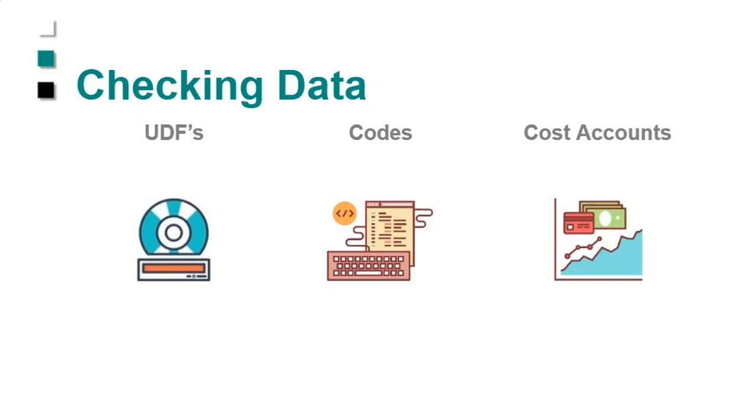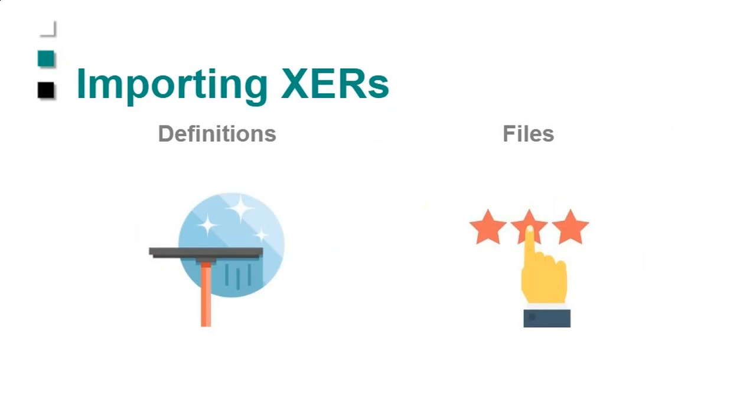So what are we able to check? Well, we're able to check the main things that you're looking for. So UDFs, of course, can be problematic. Codes, of course. Cost accounts. In this latest version, we've added all the resource and role components to the system as well, so that you can do merging there. And Sue will run through that for you.